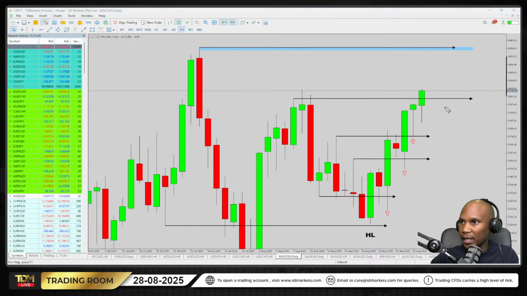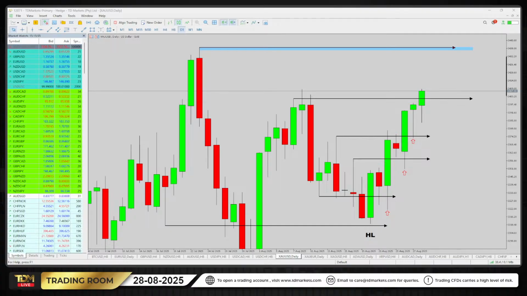Yeah, maybe we could get a retest. So this break, the retest, and the continuation towards the upside. Right. But yeah, gold is quite bullish at the moment.